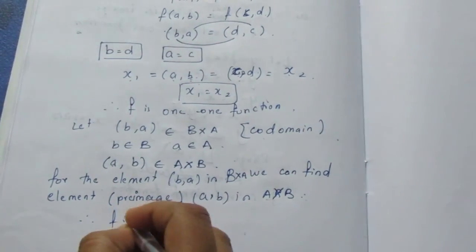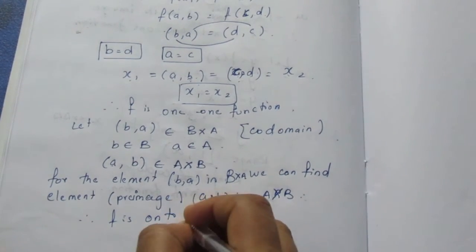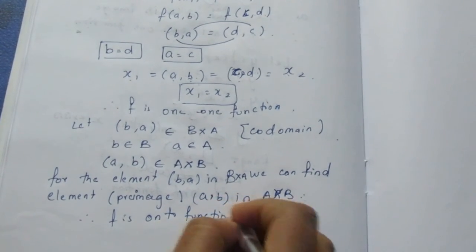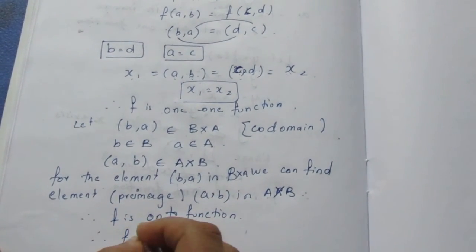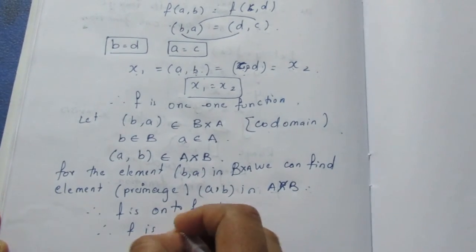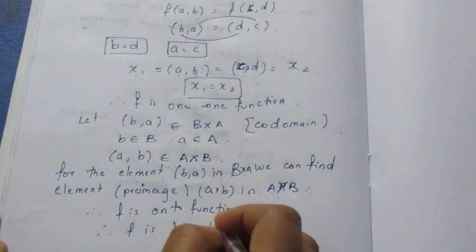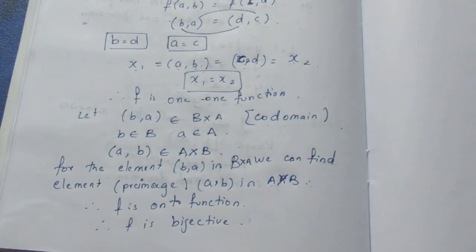Therefore, f is an onto function. Therefore, f is bijective. They have asked us to prove bijective, so we have proved it to be bijective. That's all with the sum. Thank you.